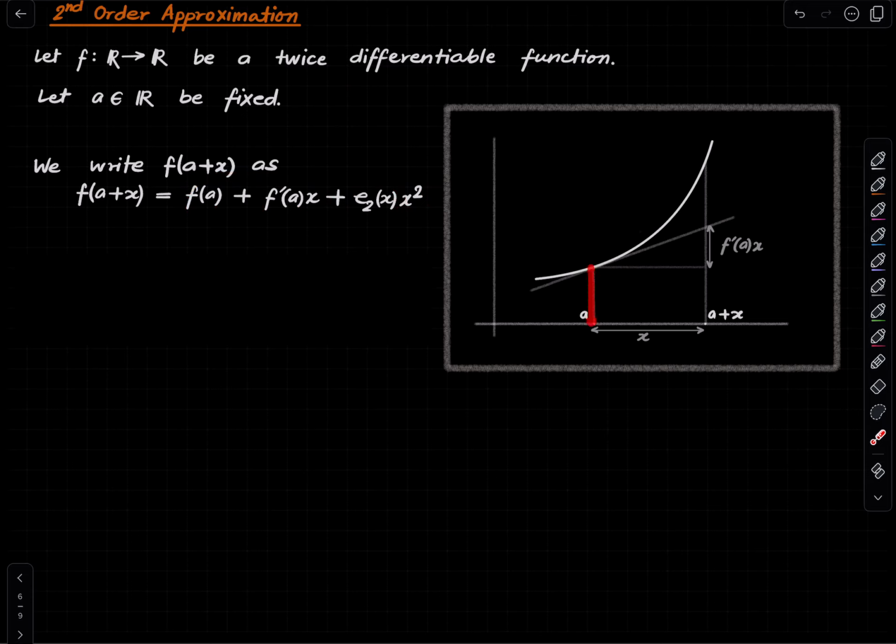So this is f of a. Then you have f prime a times x, which is this much, right? The slope of this line multiplied by the distance you travel in the x direction gives you the distance you cover in the y direction. So this is f prime a times x, and this is your error. So let me write that. This is e2 of x times x squared. And what we want to do is understand e2 of x in terms of the derivatives of the function f. And we have assumed twice differentiability this time. So yeah, this is the question. What can we say about the second order error?